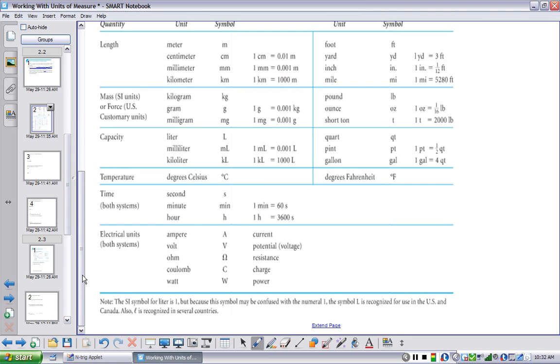Now, time is constant. We use seconds, minutes, hours. They use seconds, minutes, hours all over the world. Okay? And the electrical units are the same as well.